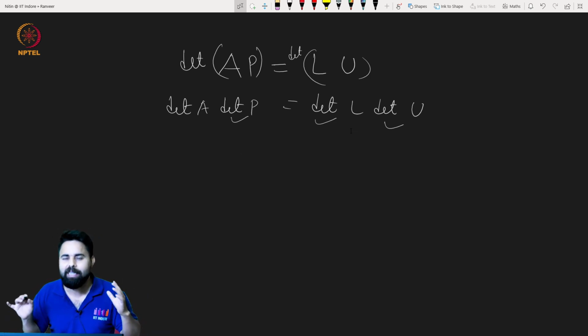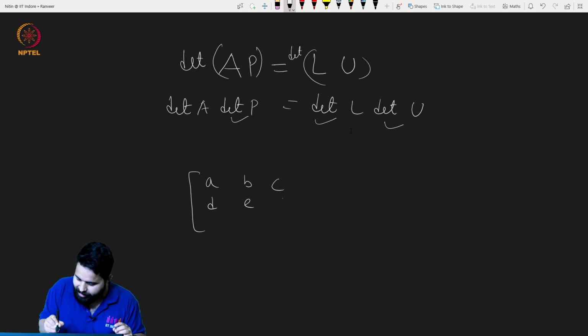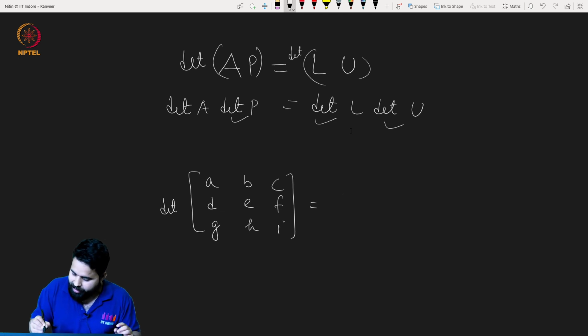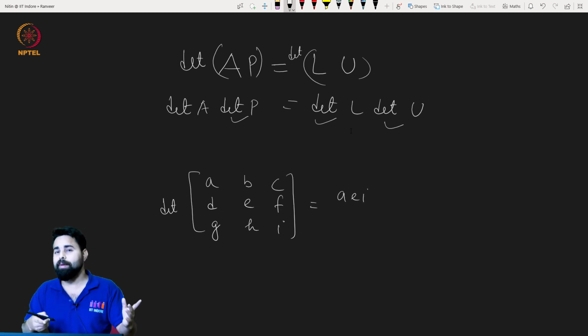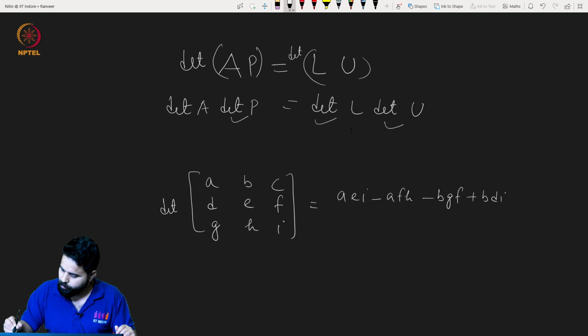So let me take an example of a 3 cross 3 matrix. Suppose we have a 3 cross 3 matrix: A, B, C, D, E, F, G, H, I. What is its determinant? The determinant is this: here I am making use of Laplace expansion just to show what the value will be. A, E, I minus A, F, H, and then minus B, G, F, then plus B, D, I, and then there will be 2 more terms.